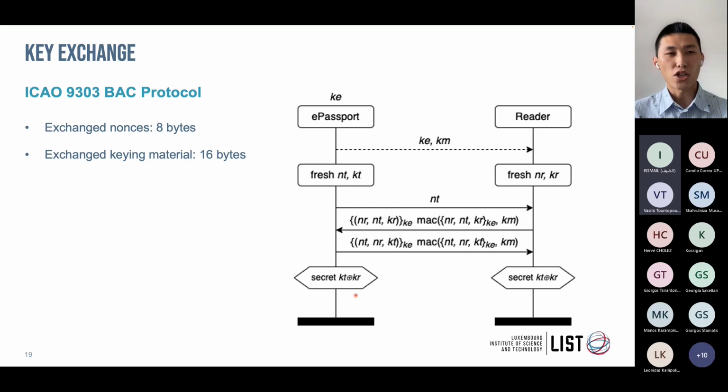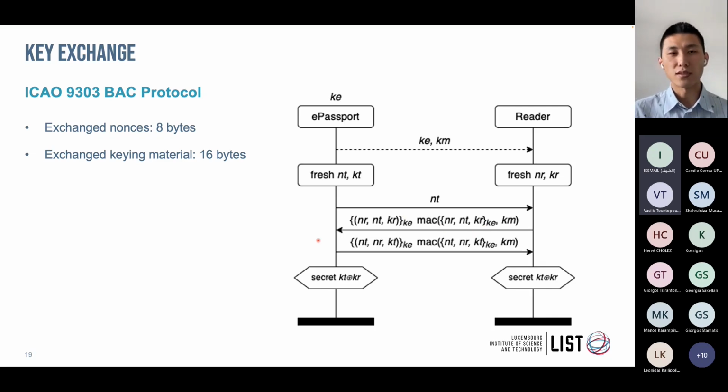Here is a simplified version of the ICAO 9303 BAC protocol. You can see here the passport shares two keys. One key is for encryption and one key is for MAC. The MAC acts as a signature. Firstly, the passport and the reader generate nonces, NT and NR, and also key material, KT and KR. As before, the passport shares its NT with the reader, and the reader encrypts NR, NT, and the key material generated by the reader, and then signs the whole message with the MAC key.